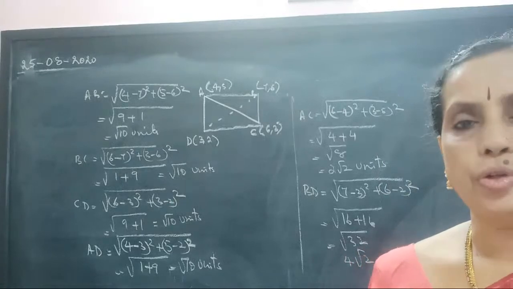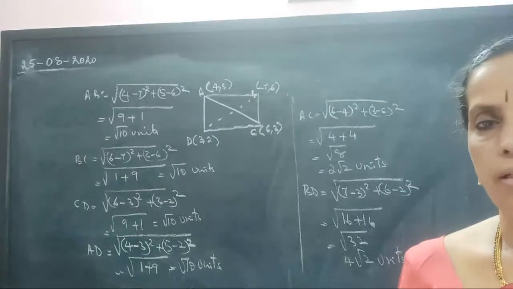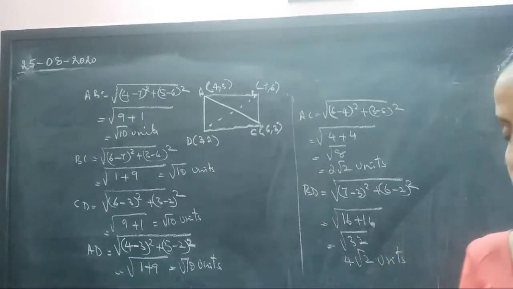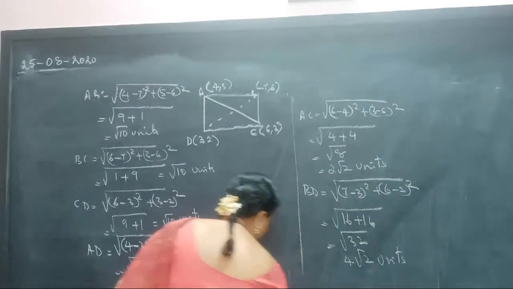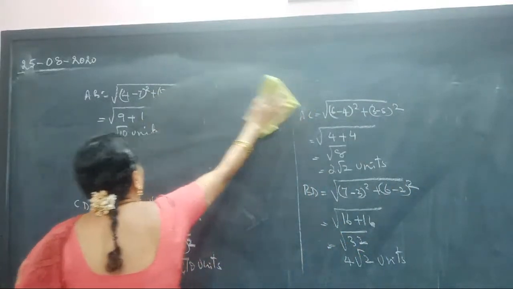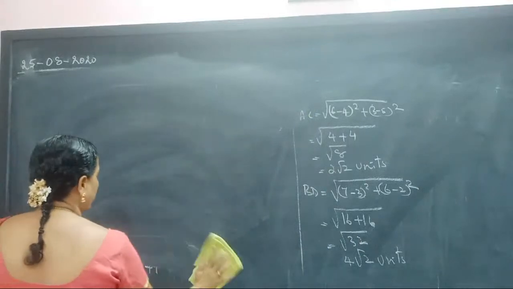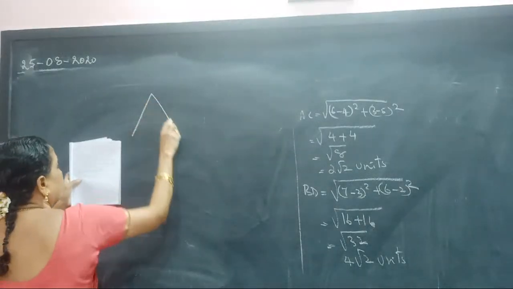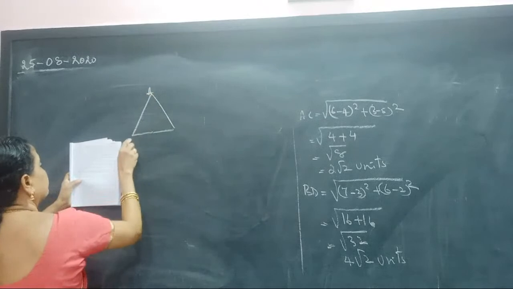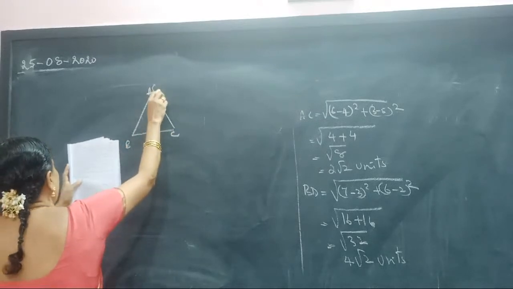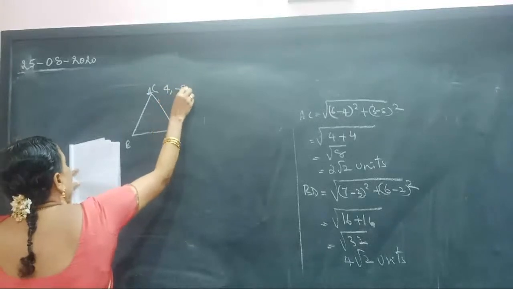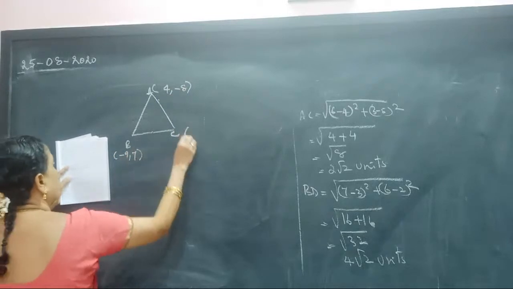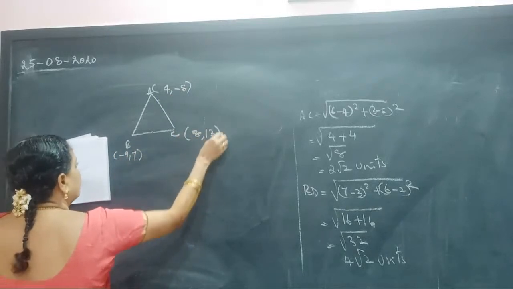One more centroid question I'll give. You know the centroid formula, so it is easier to calculate. Find the centroid of the triangle whose vertices are (4, -8), (-9, 7) and (8, 13).